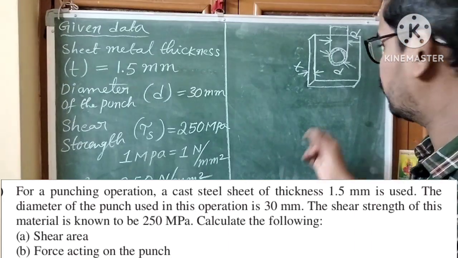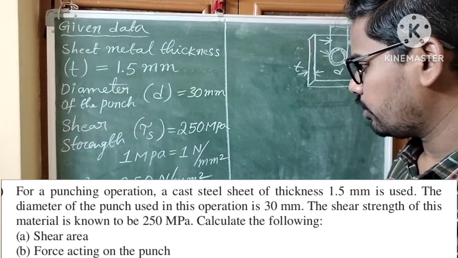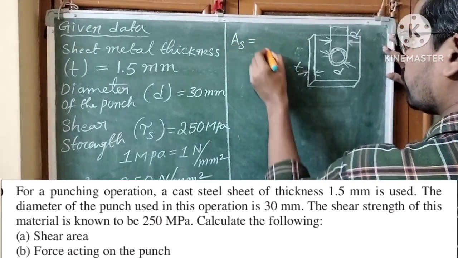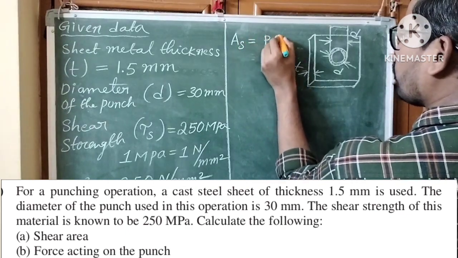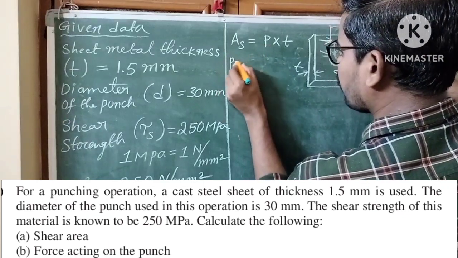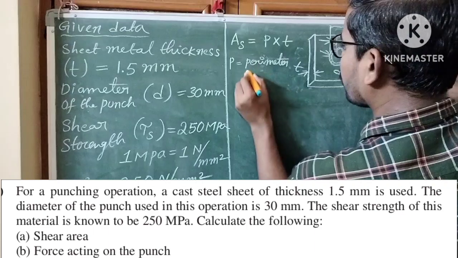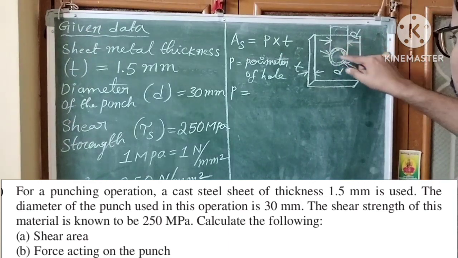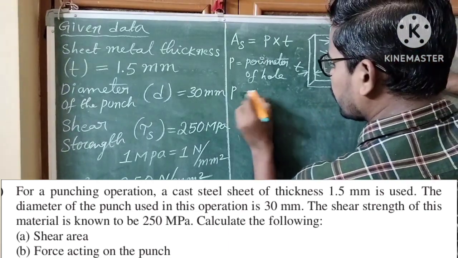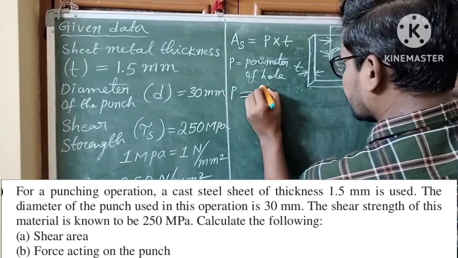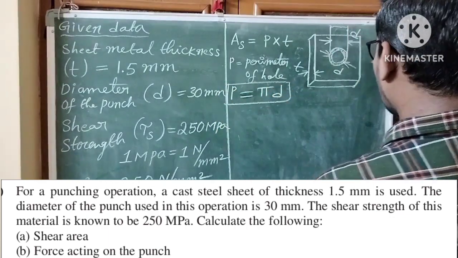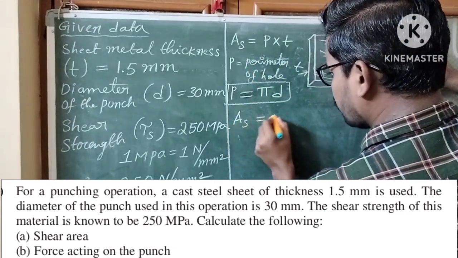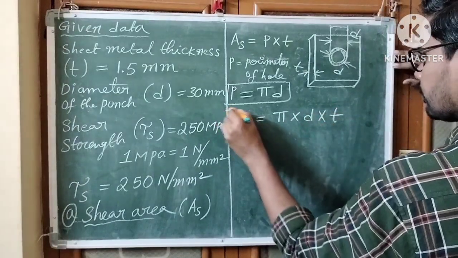Shear strength is 250 MPa. First of all we need the shear area. Shear area, denoted by As, is equal to small p into t. Here p is the perimeter of the hole. The cross section of the hole is circular, so the perimeter, or circumference, is pi d, where d is the diameter of the circle. Here the diameter of the hole is equal to the diameter of the punch, and t means the sheet thickness. So As is equal to pi into d into t. This is the formula for shear area.